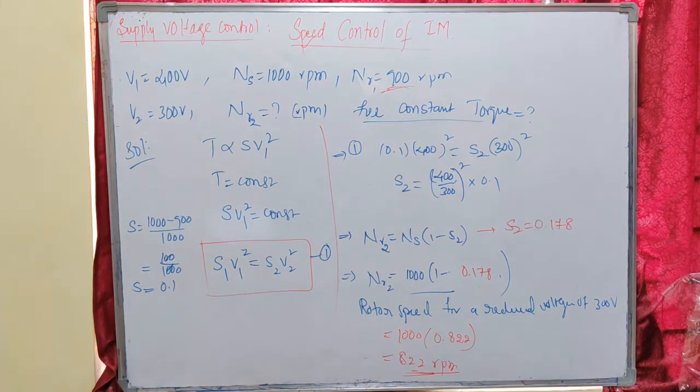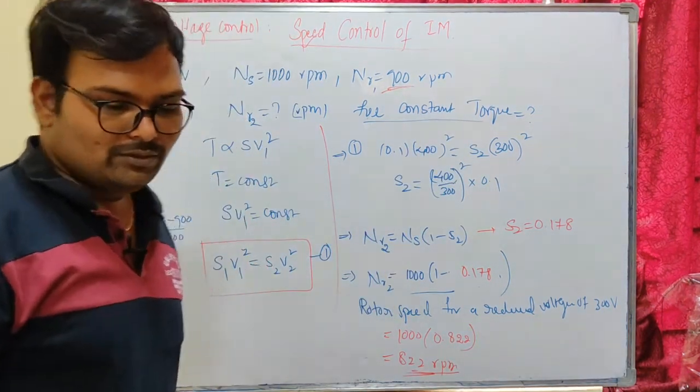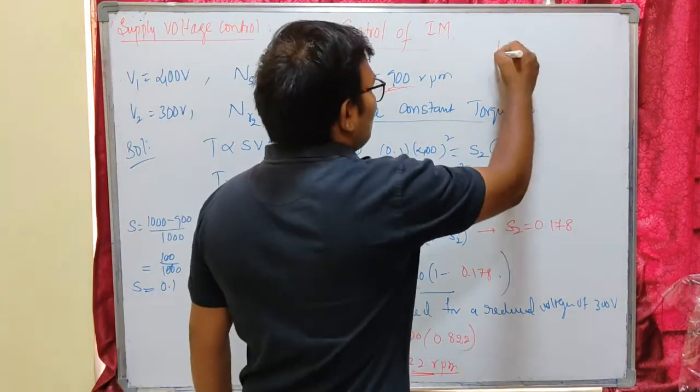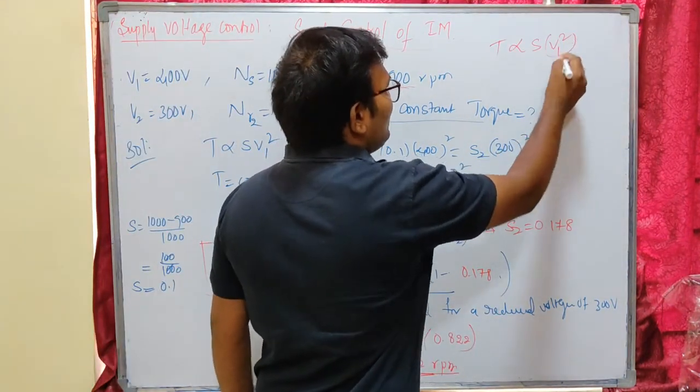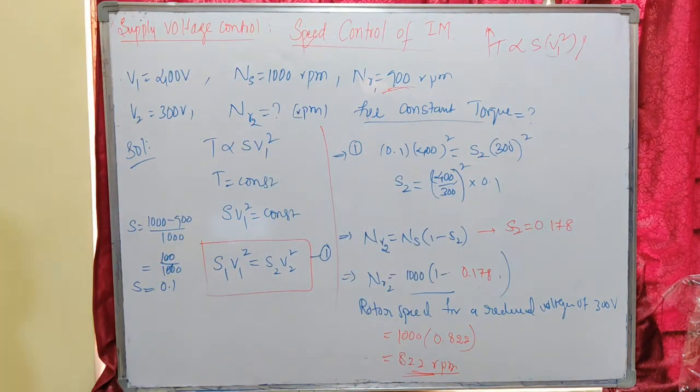Okay, but this method is easiest and cheapest, still rarely used, because a large change in supply voltage is required for a relatively small change in speed. That means for a small change in speed, we have to change the voltage by a large amount, as it is V1 square. That is one disadvantage here.